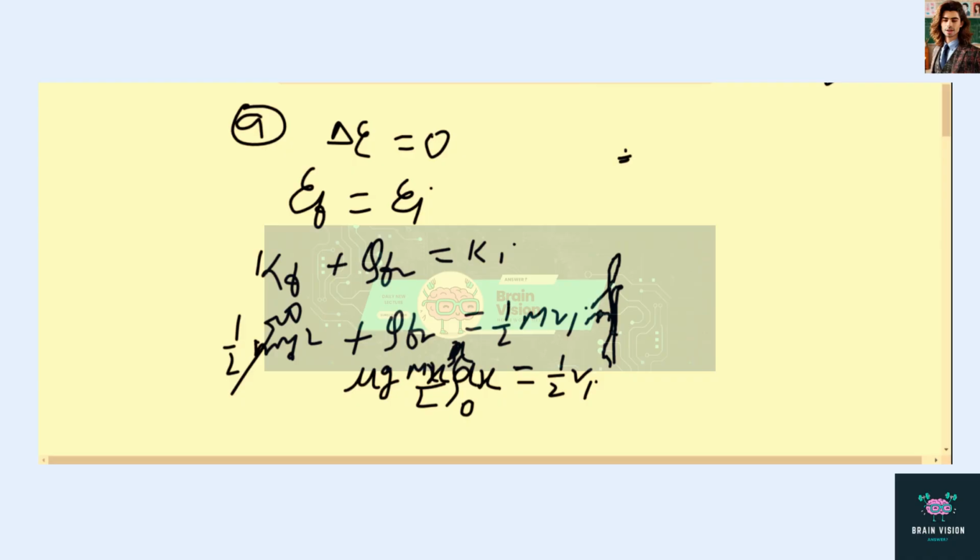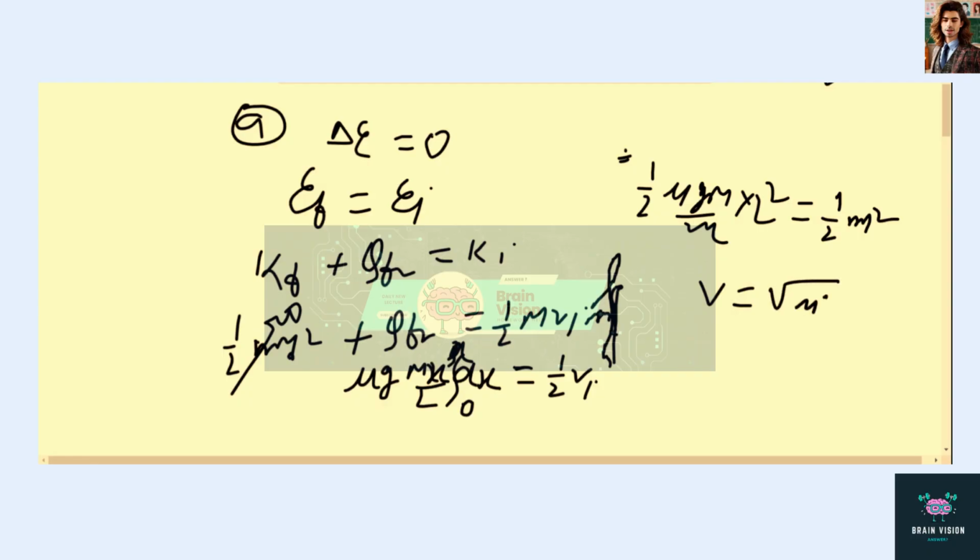So this will come out as half mu g m upon 2l into l squared equals half m v squared. After calculation, this will become half root over mu g l.